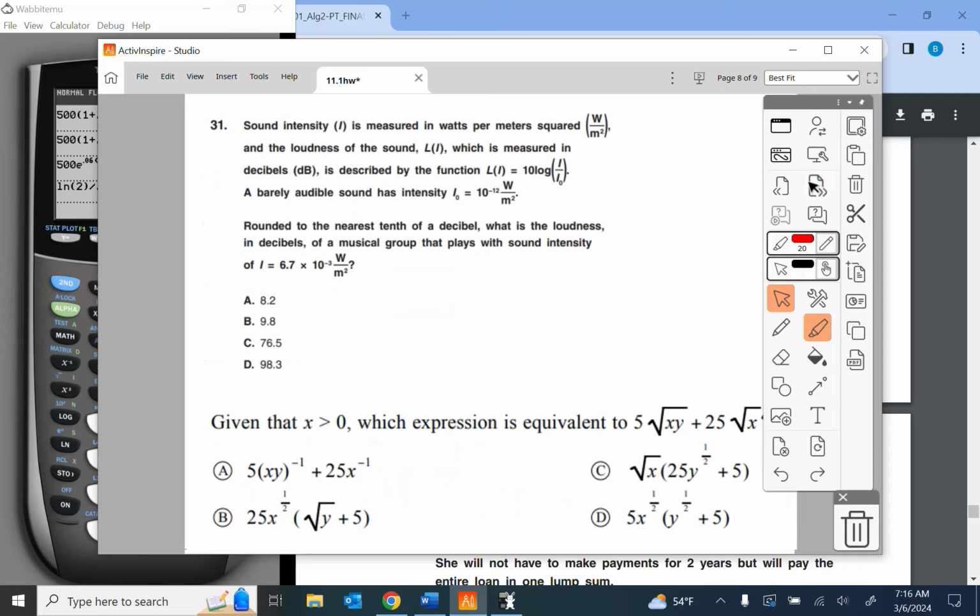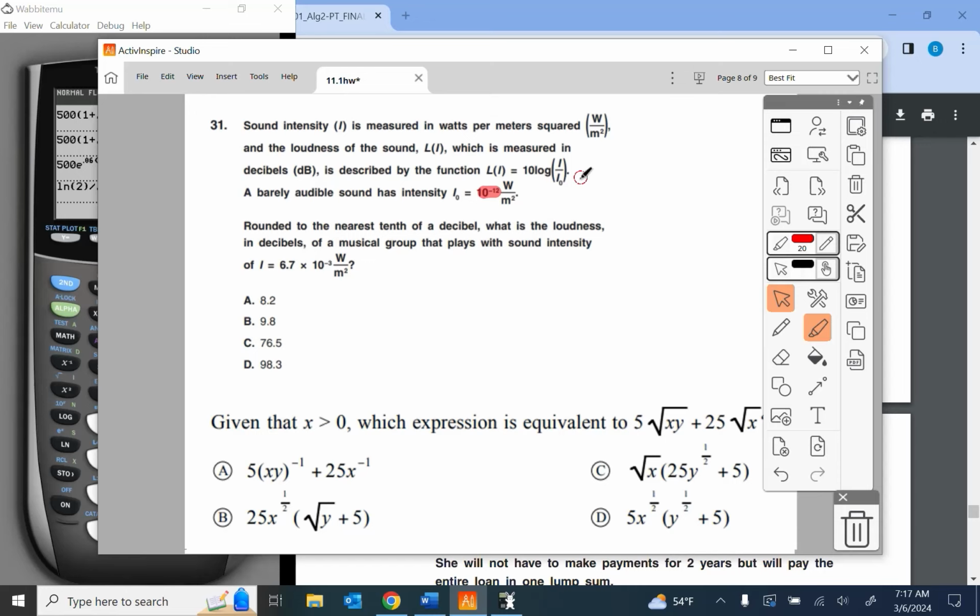Alright, moving forward. Sound intensity I is measured in watts per meter squared, and the loudness of the sound, L as a function of I, is measured in decibels. It's described by the function L(I) equals 10 log of I over I0, where I0 is something ridiculously small. Look at that, that's 10 to the negative 12. That's tiny.